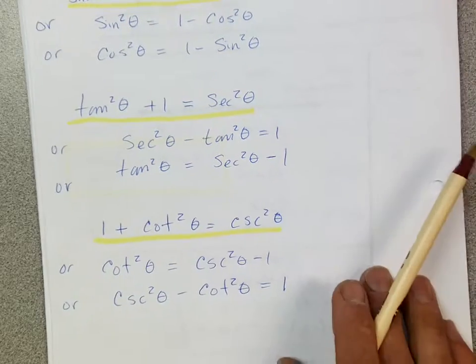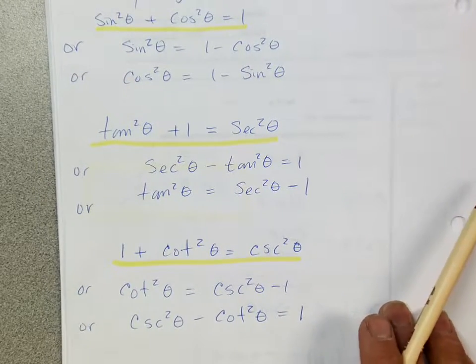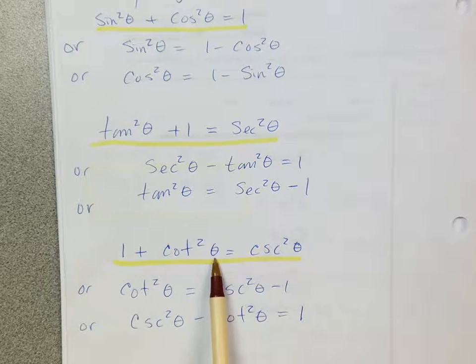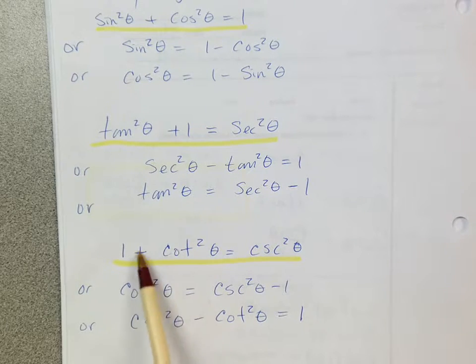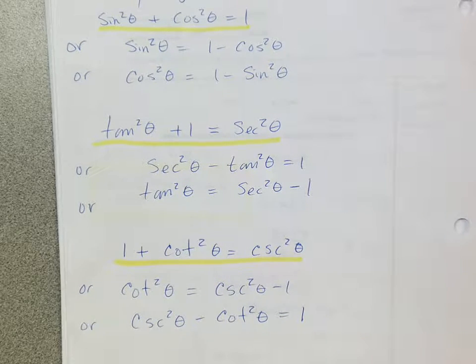Finally, the third one is the cotangent. 1 plus cotangent squared of theta is equal to cosecant squared of theta. Or a variation, if you bring the 1 over, you can have cotangent squared is equal to cosecant squared theta minus 1. Or another variation, if you bring the cotangent over, you'd have cosecant squared minus cotangent squared is equal to 1. And we will use these identities. So hopefully you have those in your notes, because we're going to need those.